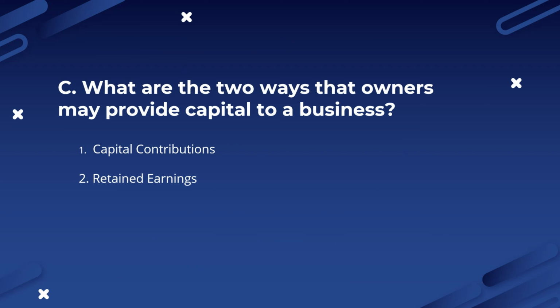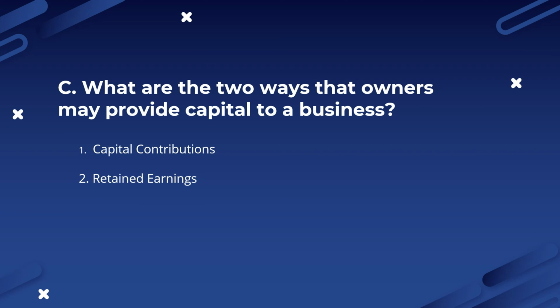Number C, what are the two ways that owners may provide capital to a business? This is kind of a review. What are the two ways that owners provide capital or resources to a business? Well, one way is, you'll remember in Stephen's Sweet Shop, he put $100 into the business. He was providing capital to the business. We called that an increase in owner's equity because he made a capital contribution. We called it capital stock or capital contribution.